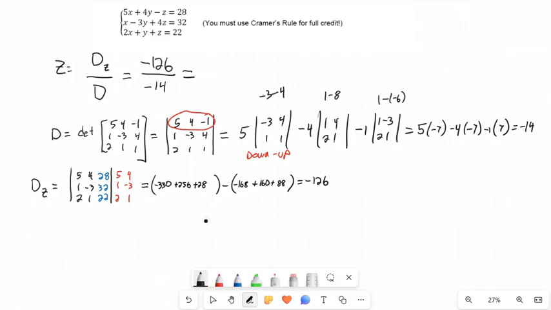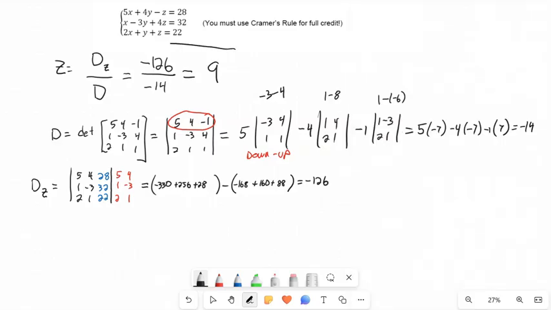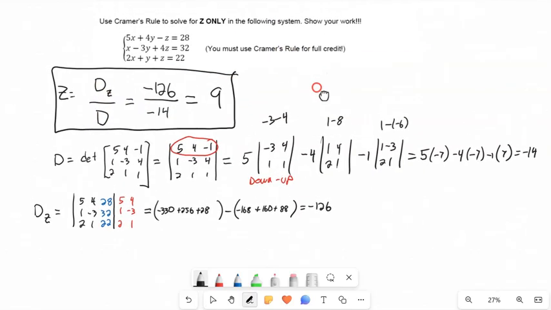And the last thing to do is just to simplify negative 126 divided by negative 14, and we get z equals 9. So this is Cramer's rule. The Dz you work out, the D you work out. I always work out D first, because if D equals 0, then Cramer's rule does not apply, and you could just say does not apply.